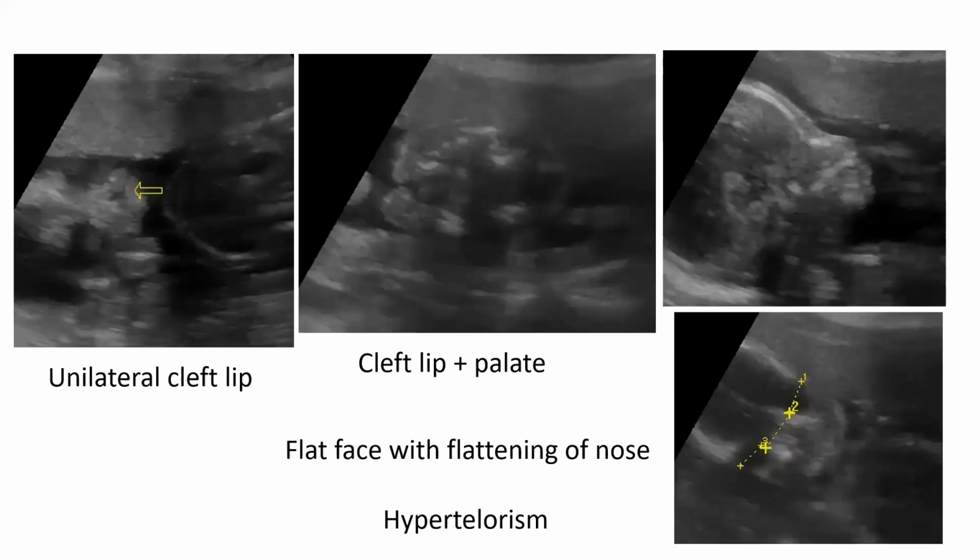So a detailed scan was done, and we found that there was unilateral cleft lip. Here we can see the cleft lip, and here cleft lip plus palate was also involved. In the face, there was a flat face with flattening of the nose, and hypertelorism was there.